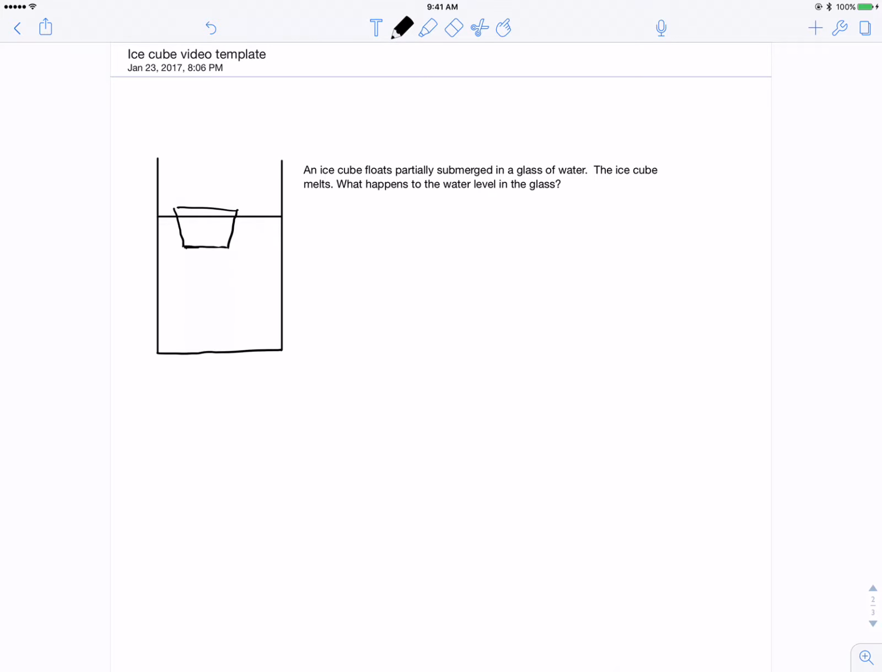So our answer should probably be no. And that's going to tell us something about the net force on this ice cube. If we think about Newton's second law, we know that acceleration is zero, so we know that F net will be zero. So now maybe we want to think about the two forces on this ice cube.